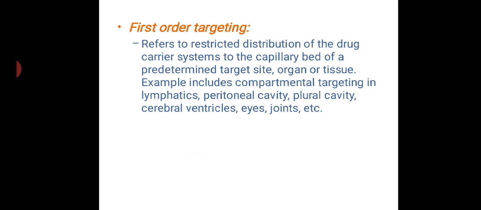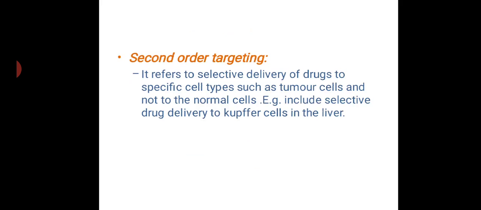Once it enters the second order targeting, what happens? It refers to the selected delivery of the drug into the specific cell, especially tumor cells, and not to the normal cells. So in the first order targeting, the drug is targeting only up to the capillaries. In the second order targeting, it is targeting from the capillaries into the tumor cells.